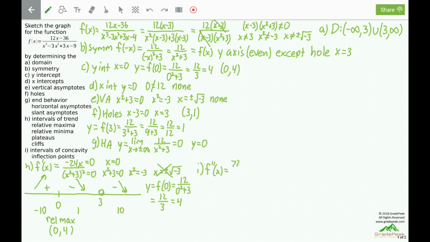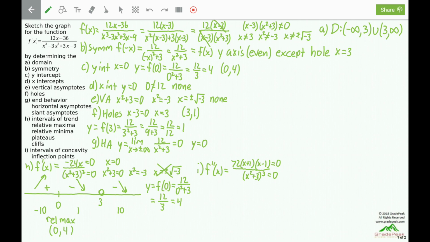So it came out to 72 times (x plus 1) times (x minus 1) divided by (x squared plus 3) cubed. We have the second derivative written as a single fraction. It is fully factored. All powers are positive. So we can set the numerator equal to 0 and the denominator equal to 0 and solve for all x's.